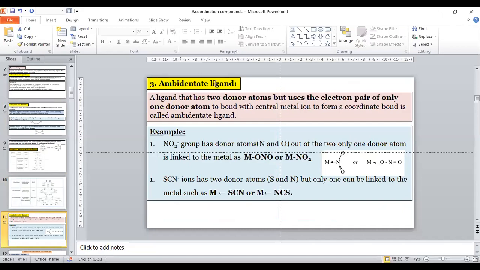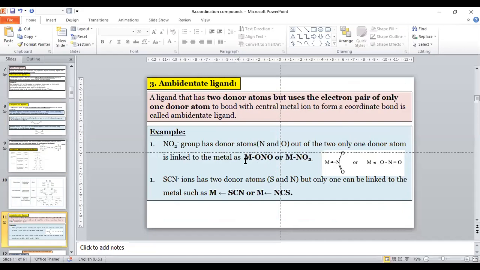Remember ambidentate ligand. This ligand actually has two donor groups, but when the coordinate bond is formed, out of these two donor groups only one is used for the donation of the lone pair. There are two very famous examples. One is NO2 and one is SCN.